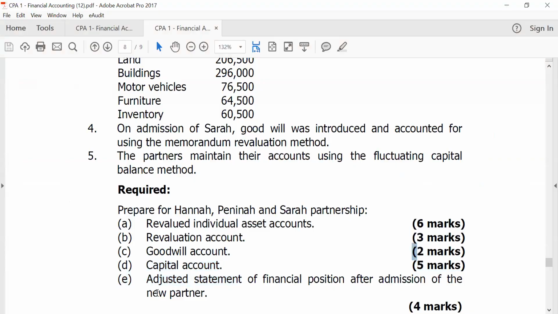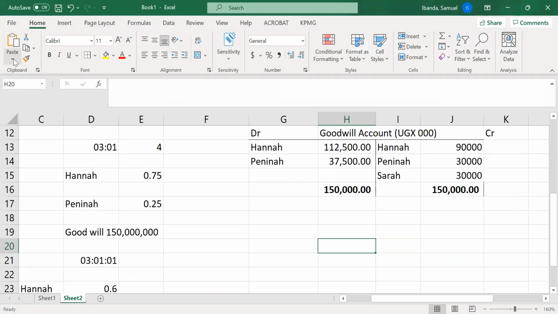You can see here goodwill was given 2 marks. So let's see how the capital account would look like in this case. Remember, there was a contribution of capital by the new partner, and even the old partners also had previous capital balances.